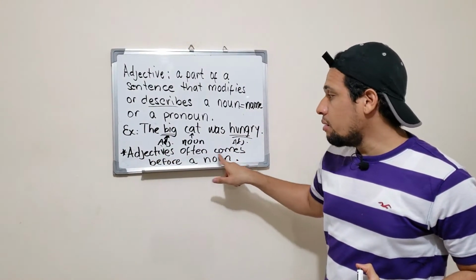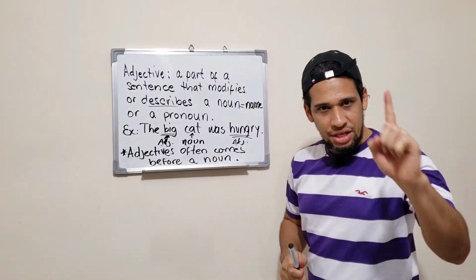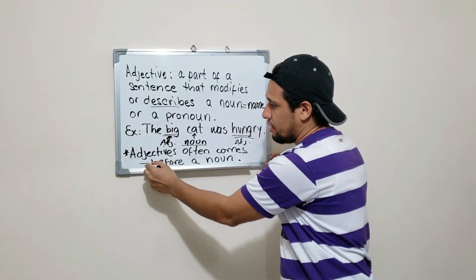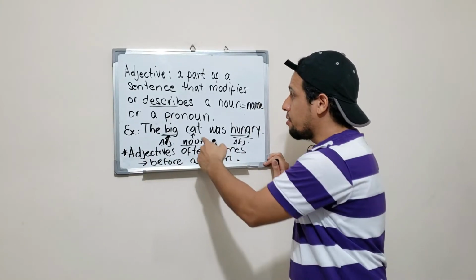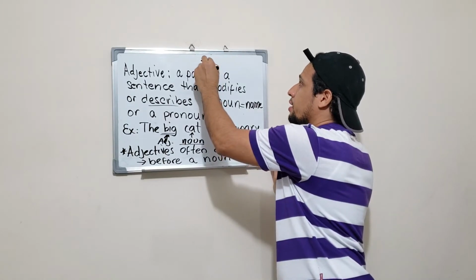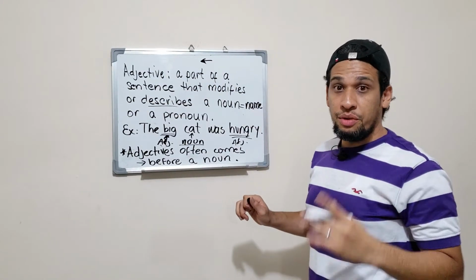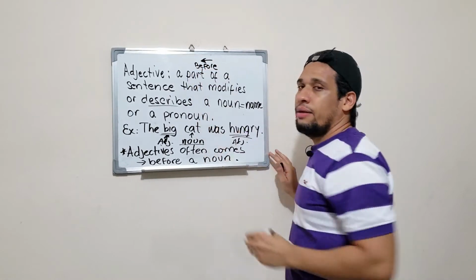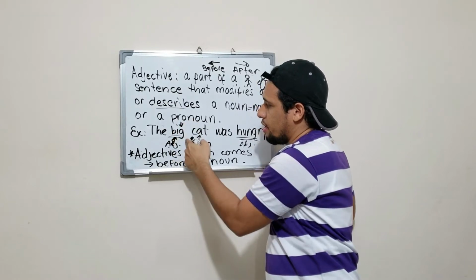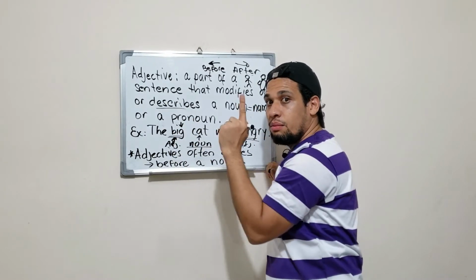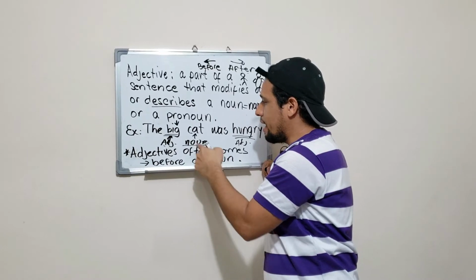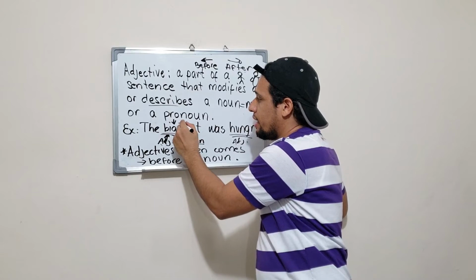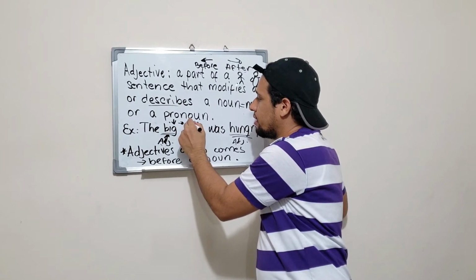Adjectives often come before a noun. Attention here, noun. Before, right? See this word here? Before means to the back. Before. Right? You see? The adjective comes before a noun. So first the adjective and later the noun.